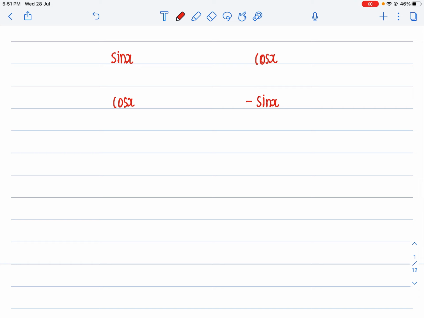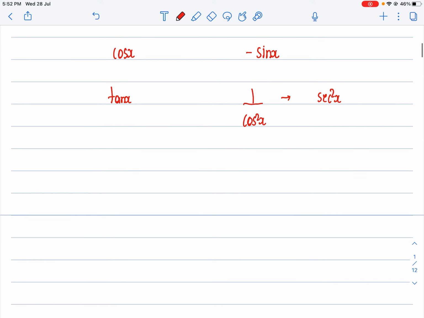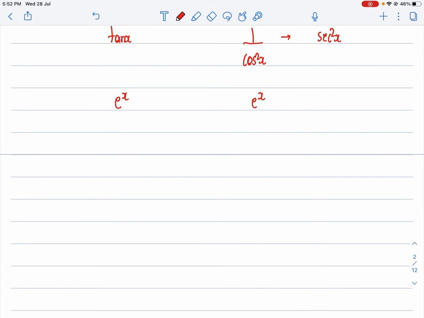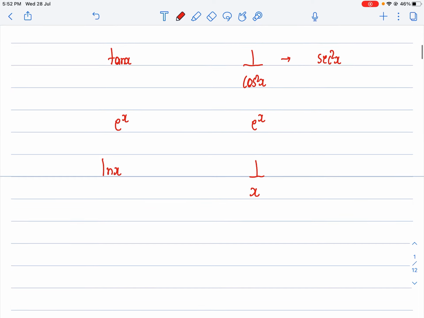Now I have the differentiation of tan x. The differentiation of tan x is 1 over cos square x, or cos x the whole square, which can be written as sec square x. Correct? Sorry, write this as sec square x or sec x the whole square. Correct? This is what we have. And now we have the differentiation of e raised to x, which is the same, which is e raised to x. And now last but not the least, we have the differentiation of ln x, which is 1 over x. Correct? So these are basically the formulas.